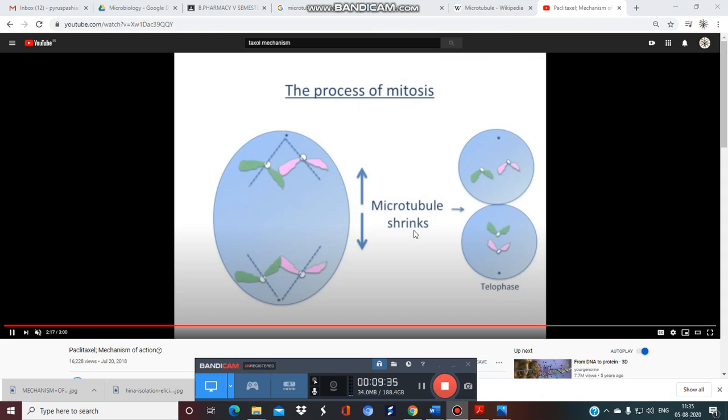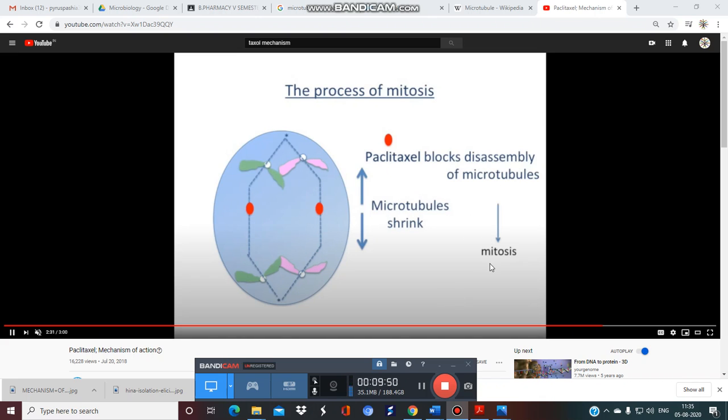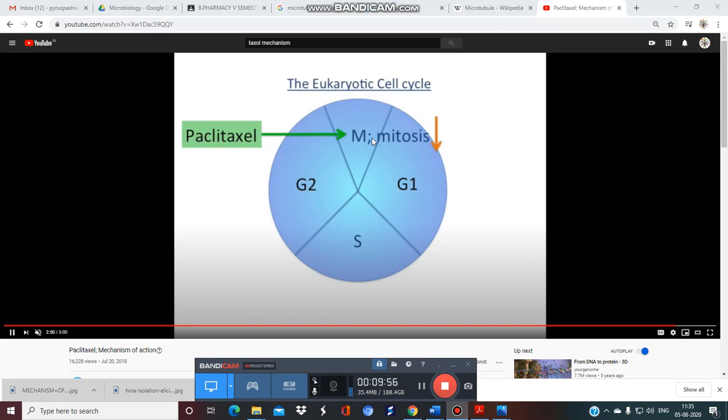Just see the process of mitosis. What happens? Shrinking occurs, and it leads to telophase. And how is paclitaxel acting? Look at this. It blocks the shrinking of the microtubule and the disassembly of the microtubule here. So it no longer results in cell division. It blocks the mitosis phase also, and in the cell cycle, it acts on the mitosis phase.